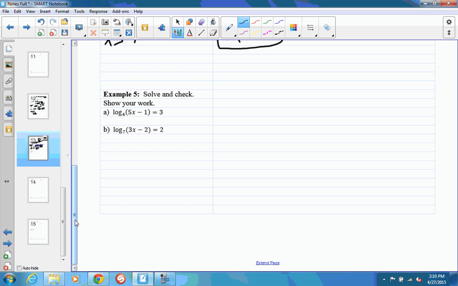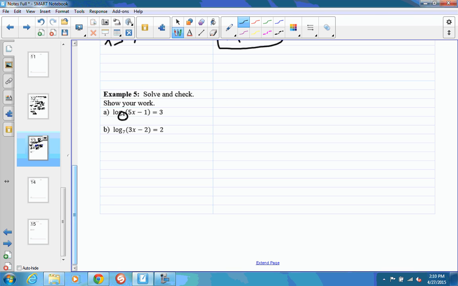Good. So, solve and check, show your work. Log base 4 of 5x minus 1 equals 3. So what's different about this one, Ashton? Yeah, I don't have a log on the other side. It's still just solve. Guys, what is this asking me? Go through your logs.